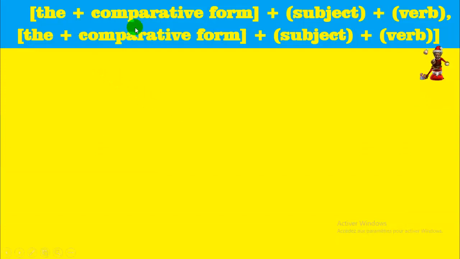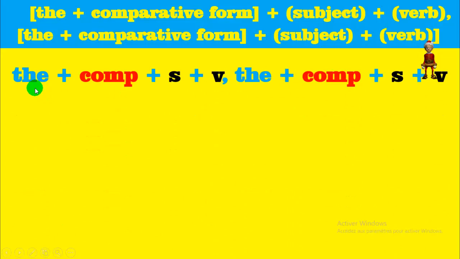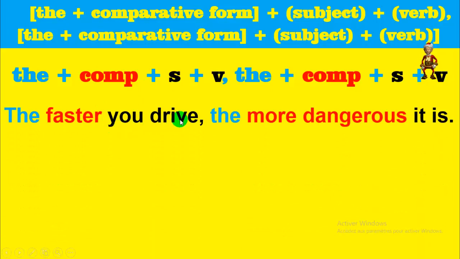The plus comparative plus subject plus verb, comma, the plus comparative plus subject plus verb. Voici la formule. The faster you drive, the more dangerous it is. Plus tu conduis rapidement, plus c'est dangereux. Plus tu conduis vite, plus c'est dangereux.